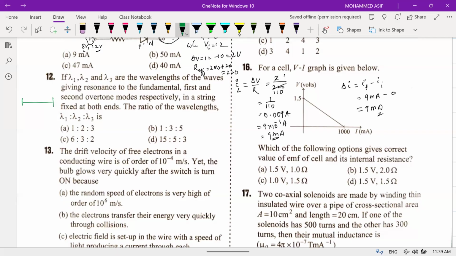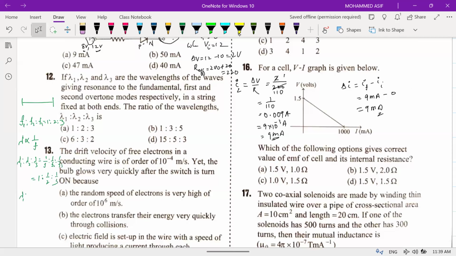When the string is fixed at both the ends, what is the ratio of the frequencies that I told you? F1 : F2 : F3 will be equal to 1 : 2 : 3. Wavelength is inversely proportional to frequency. So lambda 1 : lambda 2 : lambda 3 will be equal to 1 by F1 : 1 by F2 : 1 by F3. 1 by 1 is nothing but 1, the next one is 1 by 2, the next one is 1 by 3.